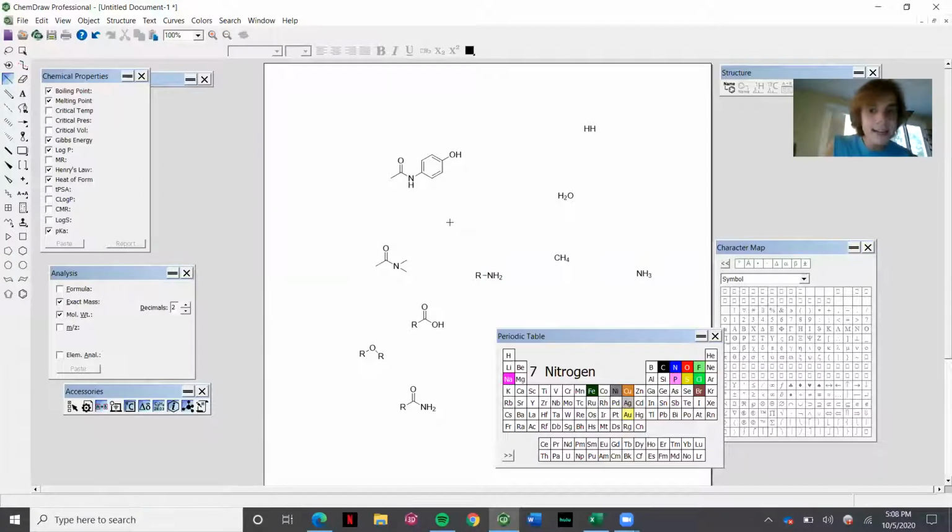Now, in order to make this a secondary amine, you might add something here. We'll call this R as well. And now we have a secondary amine, okay? Now, the same thing can be converted to the amide that I described previously. Right now, we have a primary amide. Let me make it a secondary amide. Let me make it a tertiary amide.